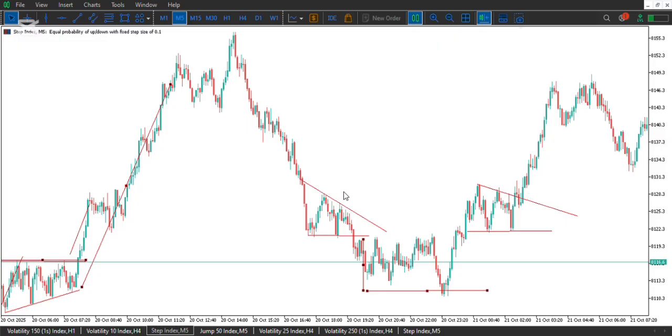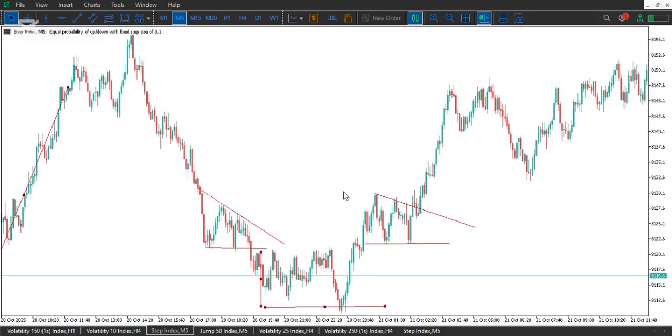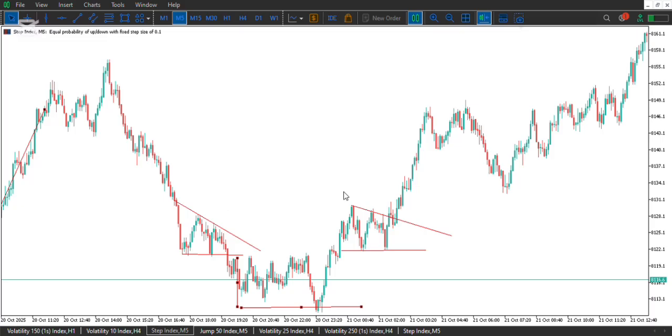But take a look at this third one I'm drawing now. At a point it's beginning to look like a falling triangle too, but just take a look at it. It broke to the upside and went the other way. So that's to show us that if you are thinking this is going to be a falling triangle, think again. This is not a falling triangle.